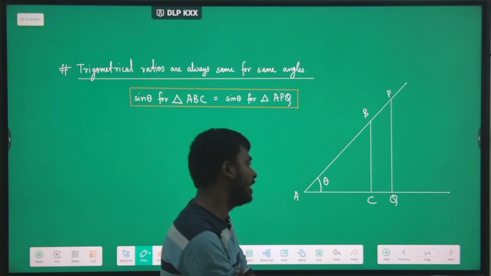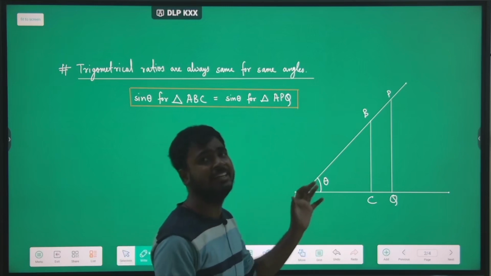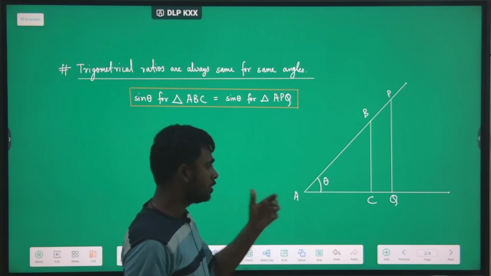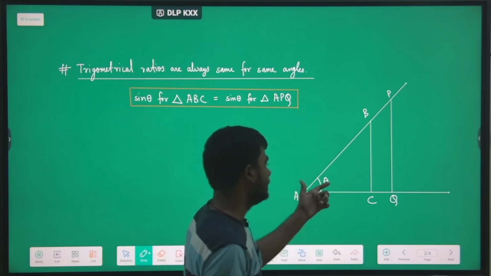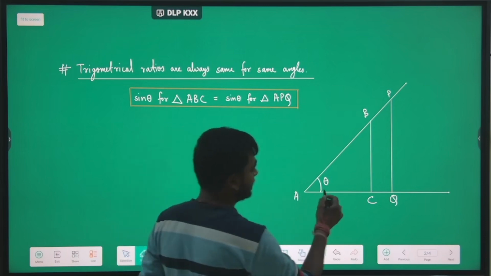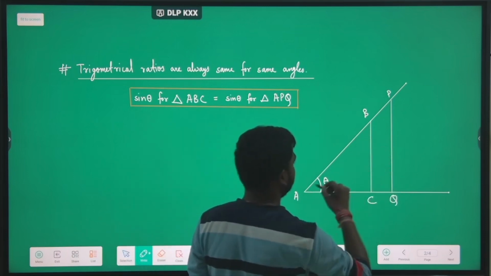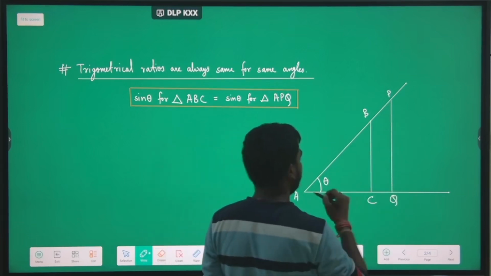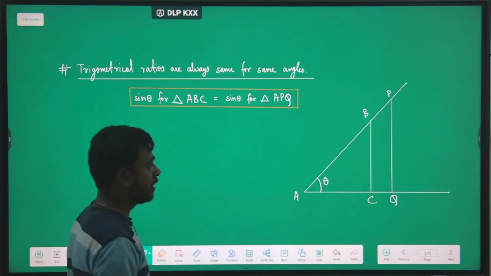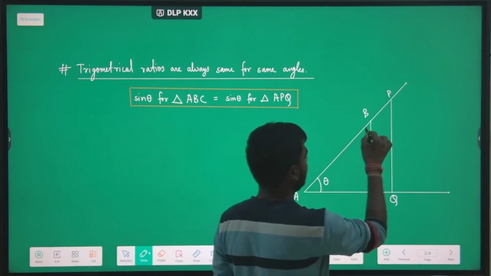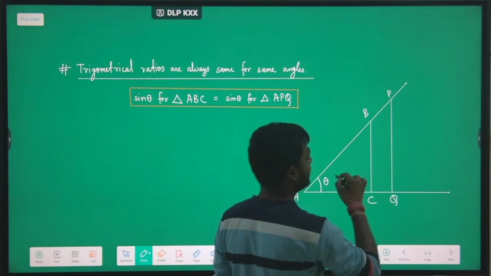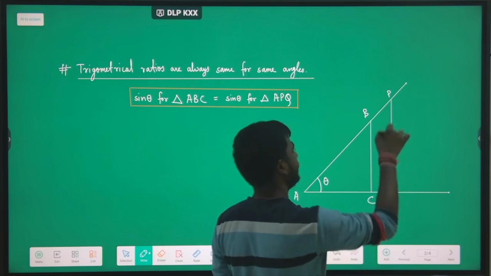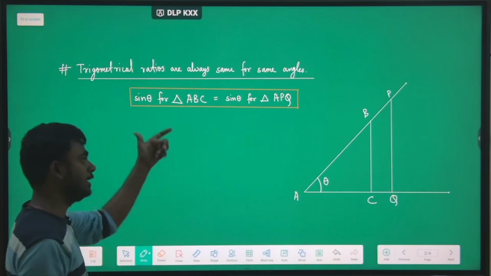If we take theta as an obtuse angle, we cannot say that it is equal to P upon H. Suppose we take two triangles. The sine theta for triangle ABC will be equal to sine theta for triangle APQ. So for this triangle, whatever the value of sine of angle theta is, it will be equal to the value of sine of angle theta for triangle APQ. Okay, so let us prove it.